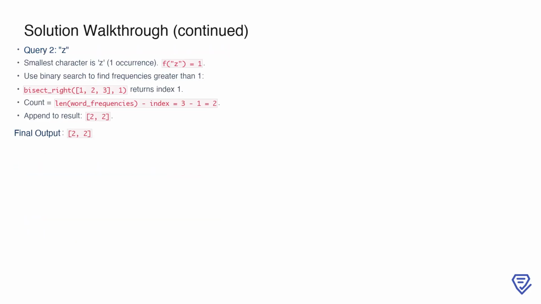For the second query, Z, the smallest character is Z, which appears 1 time. This gives f(Z) equals 1. Using binary search to find frequencies greater than 1, we call bisect_right([1, 2, 3], 1) and get an index of 1. The count of frequencies greater than 1 is len(word_frequencies) - index, which again equals 2. We append this result, updating our result list to [2, 2]. The final output for this example is [2, 2].